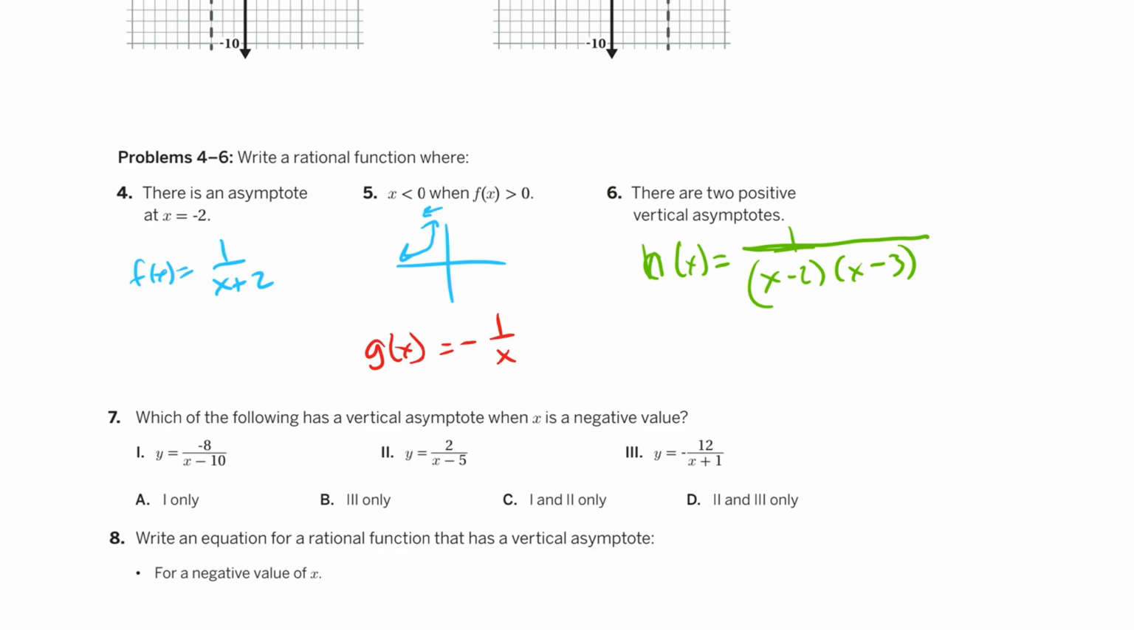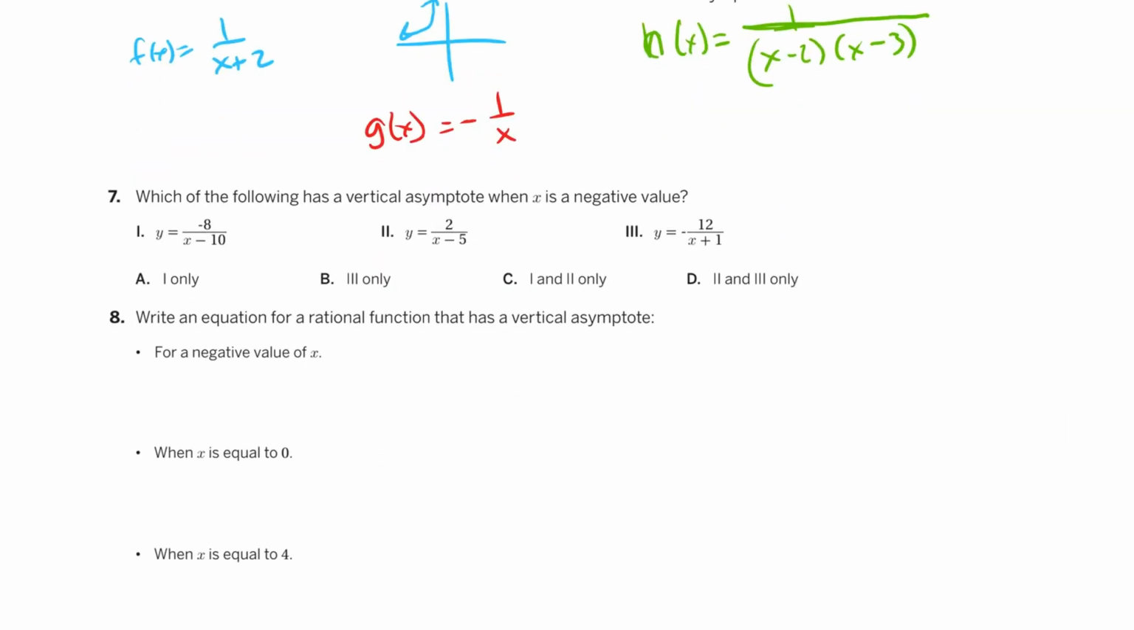Number 7, which of the following has a vertical asymptote when x is a negative value? In this one, the number that would make the denominator 0 is 10. This one would be 5, and this one would be -1. So the only one that works is 3. These questions are always a little bit confusing, but B would be my answer, because 1 and 2 give me positive numbers for the asymptotes.